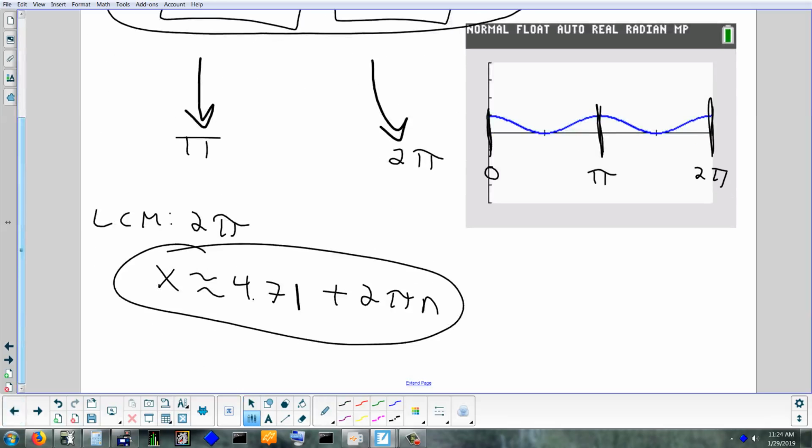Now you might see in the book they do 2 pi k, 2 pi n. It doesn't really matter what letter you use. Okay, I'll show you that.